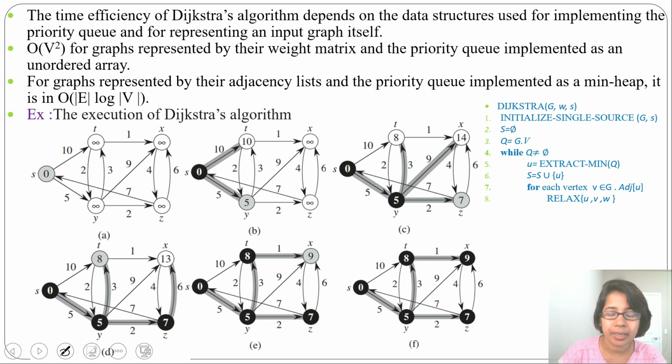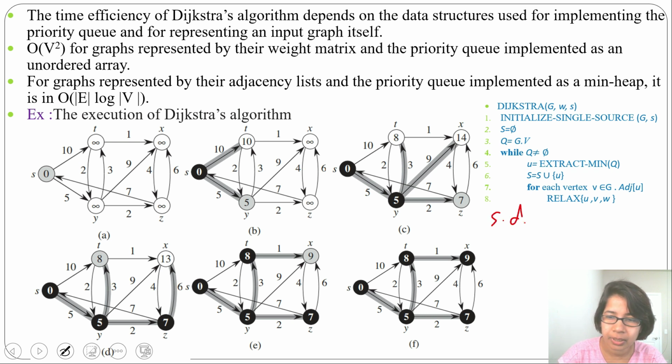We are not only finding the shortest path weight, we are also finding the path. So from S to Y, the direct path. Then S to T: S to Y, then Y to T. S to X: S to Y, Y to T, then T to X. S to Z: S to Y, then Y to Z. So now let me write all the D values and pi values.